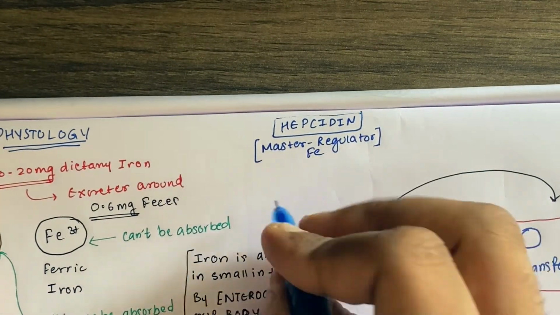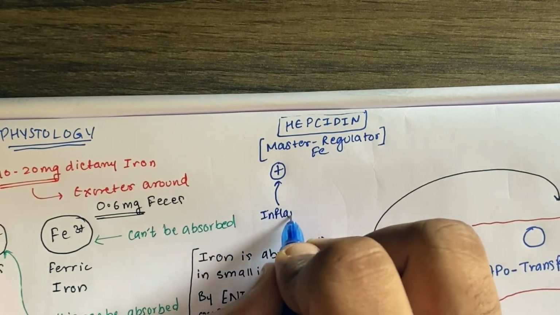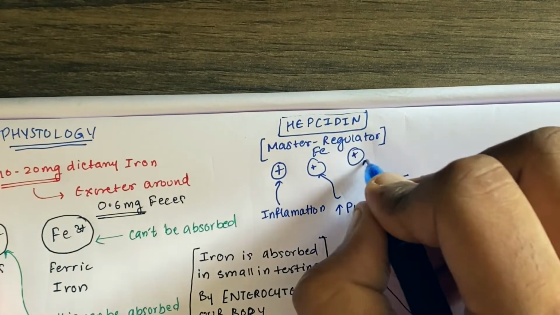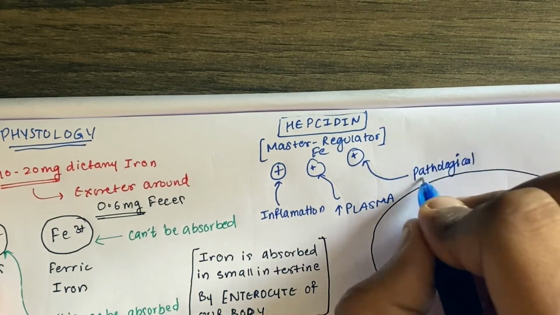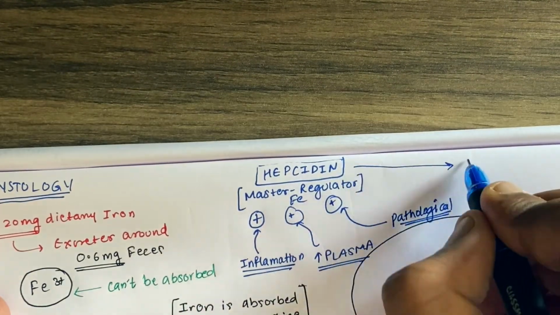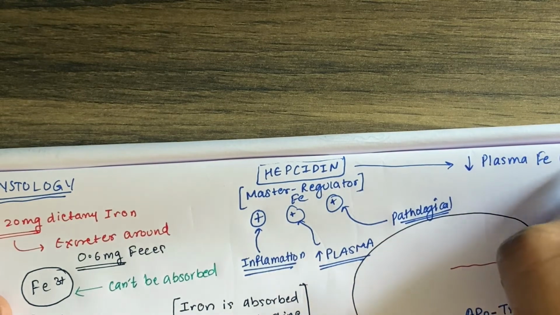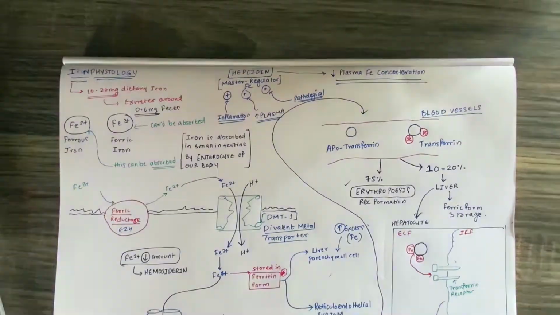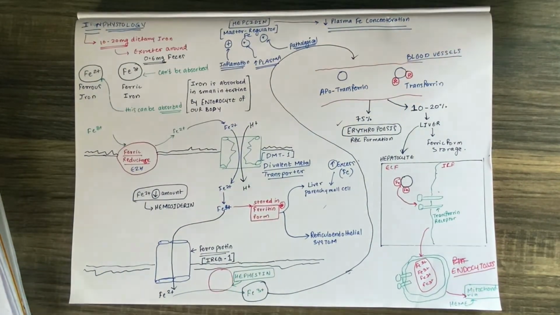Hepcidin can be triggered. What it does is keep the plasma iron concentration low, and it can be stimulated in three different ways: inflammation, increase in plasma iron, and pathologically. It keeps the plasma concentration low. Females also need more iron in our body, because of menstrual bleeding they lose most of the iron from their body.